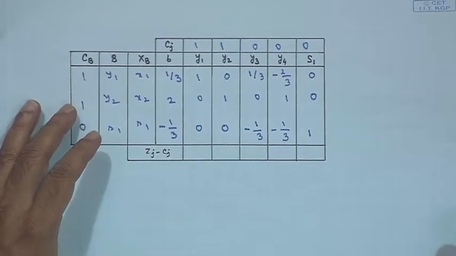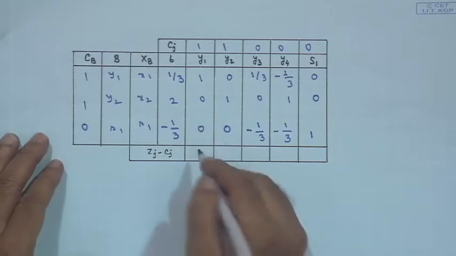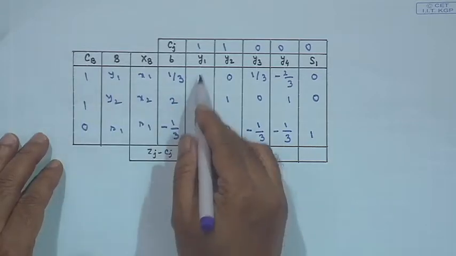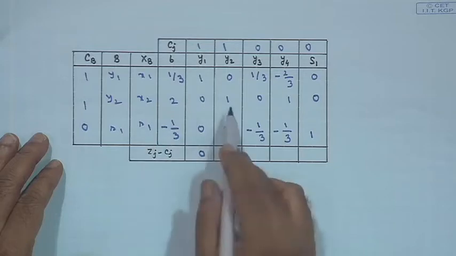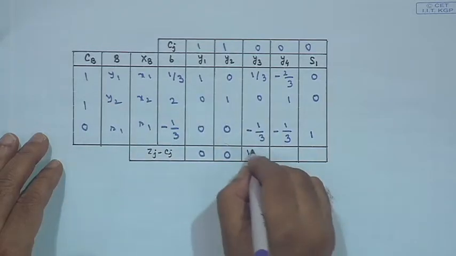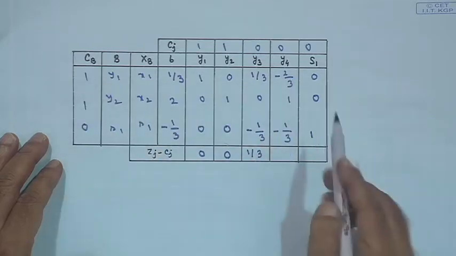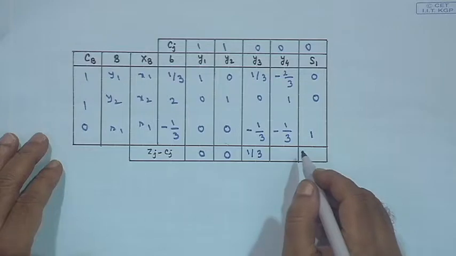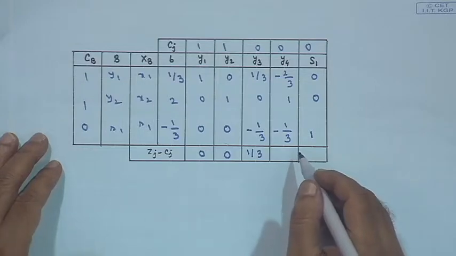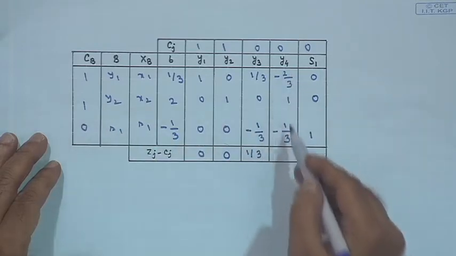Now, once you are calculating this, calculate the Zj minus Cj value. First one will be 0, second one will also be 0, third one is 1/3, and the fourth one will be minus 1/3 into 1, 1 minus this.